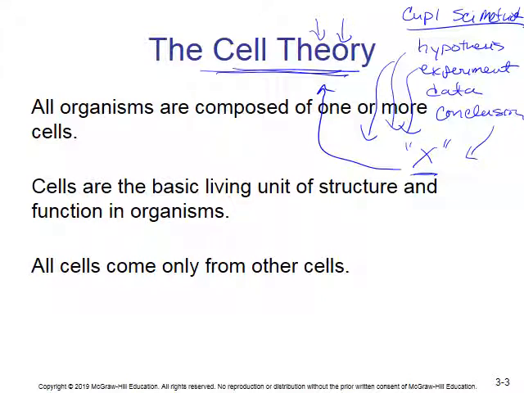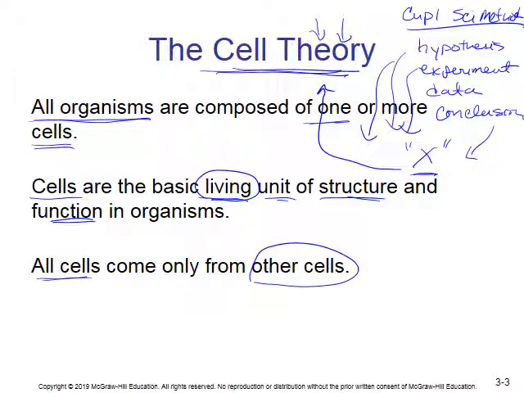So this cell theory is saying that all organisms, anything that's living, is composed of cells. Most of us go, okay, yeah, we know this. We didn't know this back in the day, right? We didn't have microscopes. We couldn't see cells, but now we see it all the time. Cells are the basic living unit of structure and function. All cells can only come from other cells. So you don't have spontaneous generation.